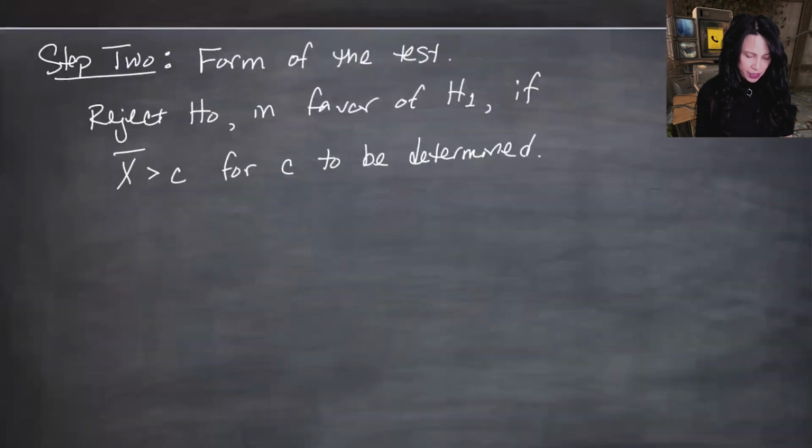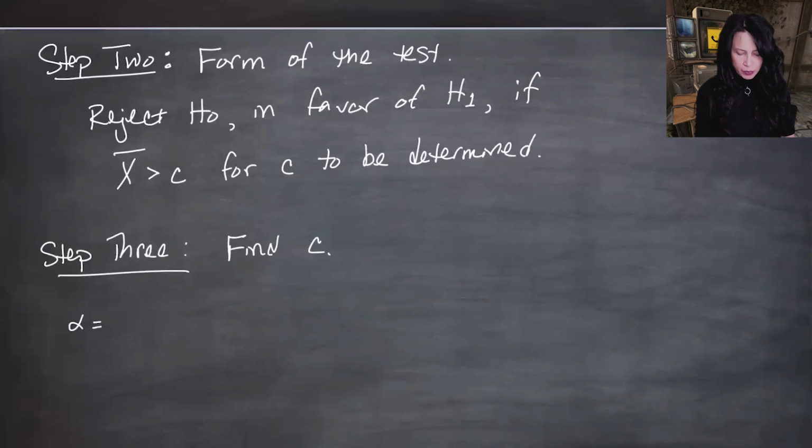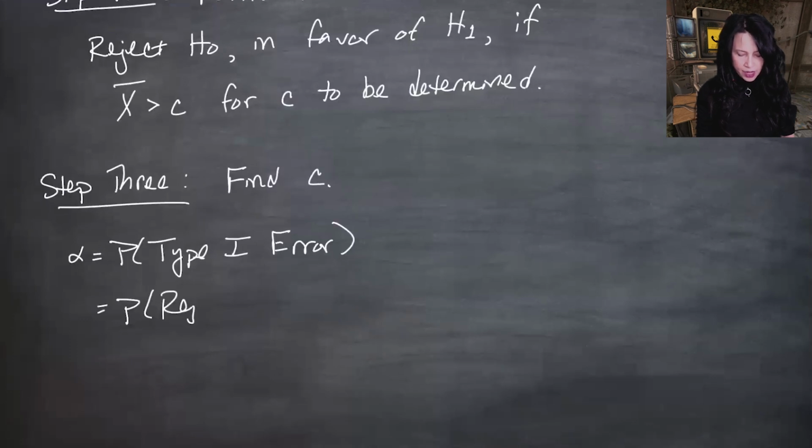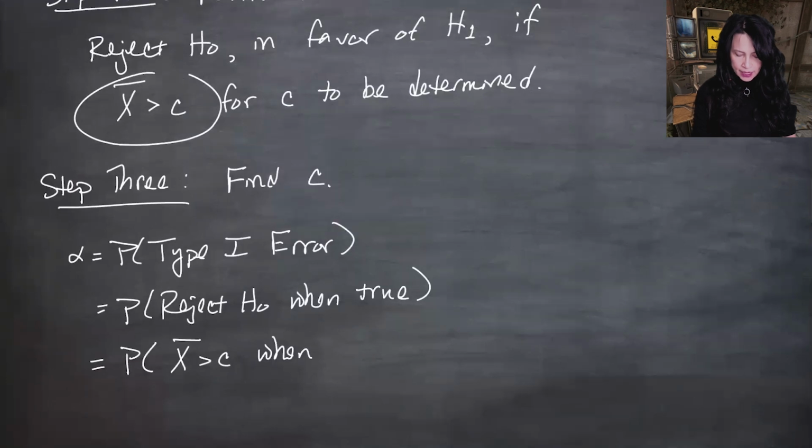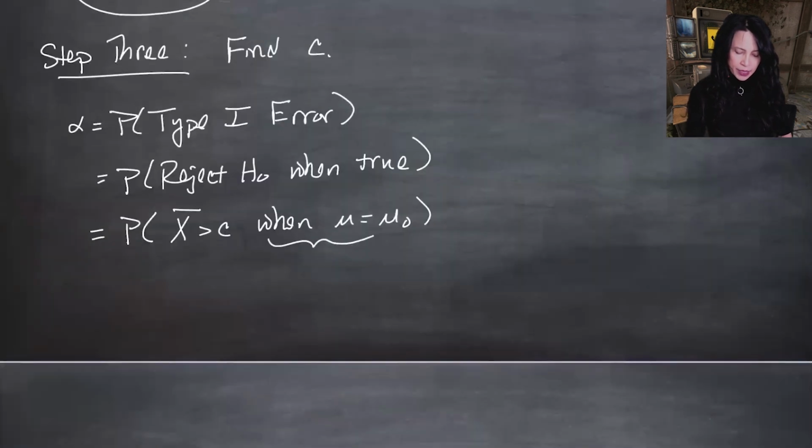Okay, step 3 is going to be to find C. And here is where you use alpha. Alpha is the probability of making a type 1 error. This is the probability we reject the null hypothesis, but we shouldn't have because it was true. So rejection for us takes this form: probability that x bar is greater than C when mu equals mu naught. We'll often write this in shorthand, and just so you start to get used to it, I'm going to put a semicolon mu naught here, which represents this whole little phrase.